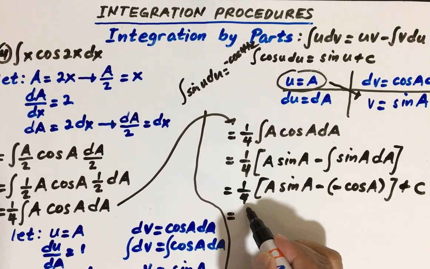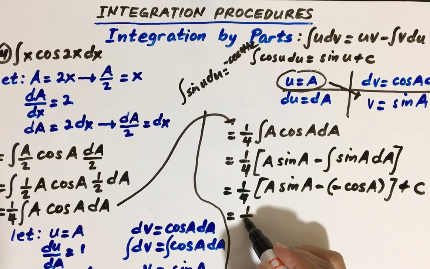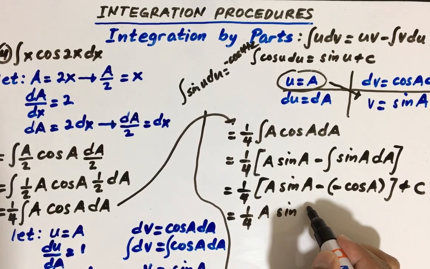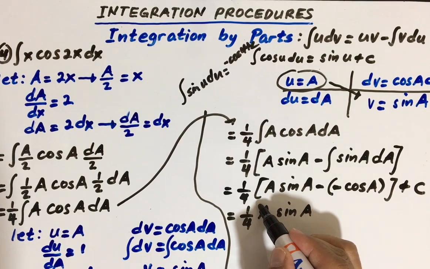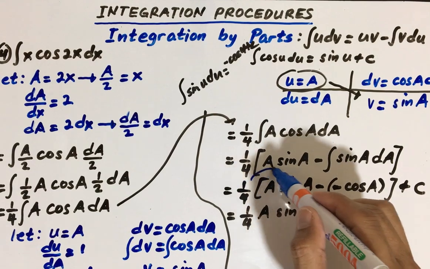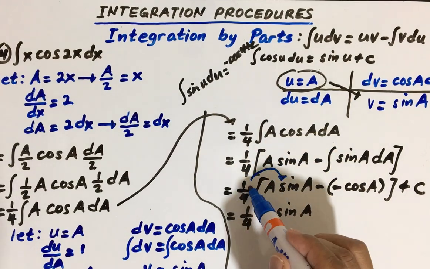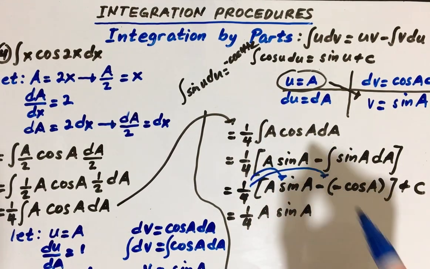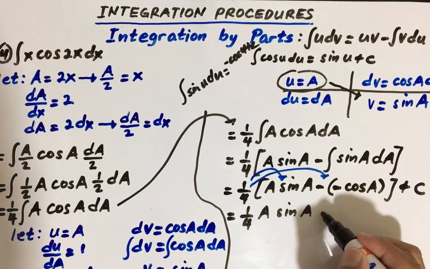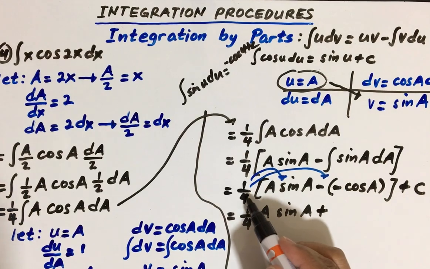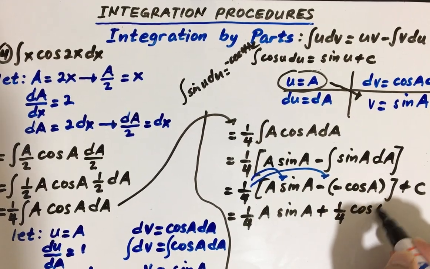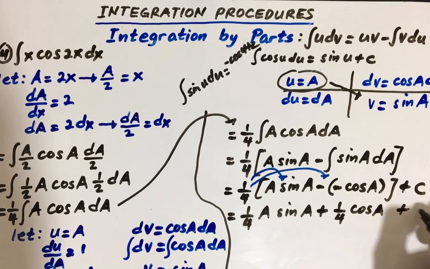So this is equal to 1/4 times a sine a, then distribute this 1/4. Multiply on each term. So we have 1/4 a sine a, minus minus, so that will be plus, then 1/4 cosine a, then plus c.